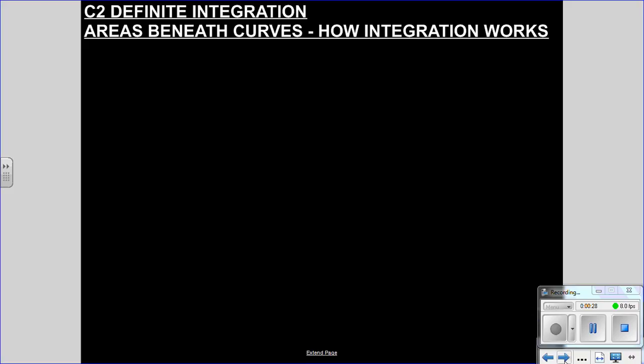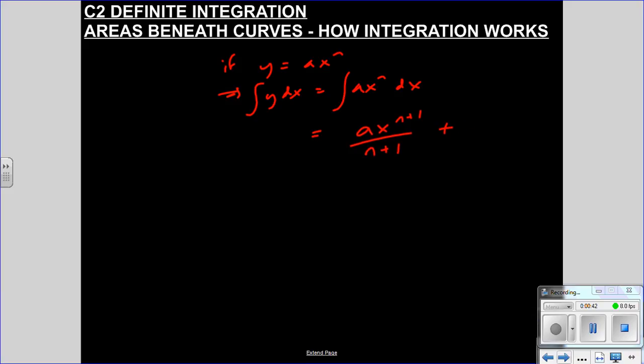So for starters, we know that if y equals ax to the n, then if we integrate both sides with respect to x, then we go plus 1 to the power, divide by new power, plus c, remember. So this is our C1 element, that plus c, because we didn't know what the original curve was, if this was dy by dx, remember.